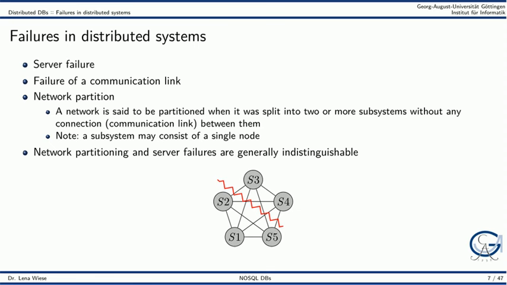Disadvantages of replication include that consistency problems can occur. For example, updates made at one replica have to be propagated to all other replicas. Moreover, if multiple users write to the system, we can also have concurrency problems because the users' transactions can interfere.